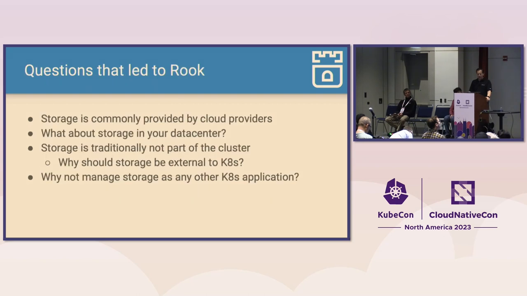So let's go through quickly what Rook is. Originally, when we were starting with Rook, even before we took a bet on Kubernetes, we were looking at cloud-native storage. What do we do for storage? What about storage in your own data center? If you're running in a cloud provider, there are options there. AWS has its solutions, Google Cloud, Azure, they all have their cloud solutions. But what about your own data center? What do you do? And then if we need storage for Kubernetes, how do we plug it in?